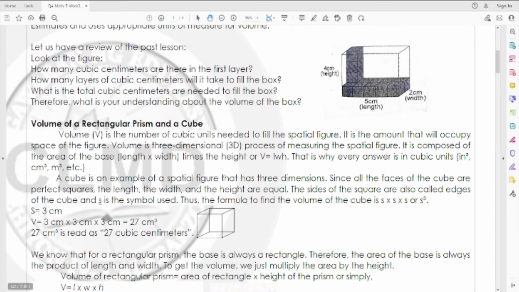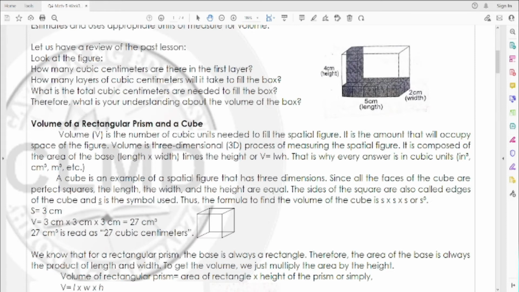power. So S is equal to 3 centimeter, and we are looking for volume, substituting S for its side measure. Our length is 3 centimeter, our width is 3 centimeter, and our height is 3 centimeter. Therefore, our volume is 27 cubic centimeter. 3 times 3 times 3. 27 cubic centimeter is read as 27 cubic centimeter.